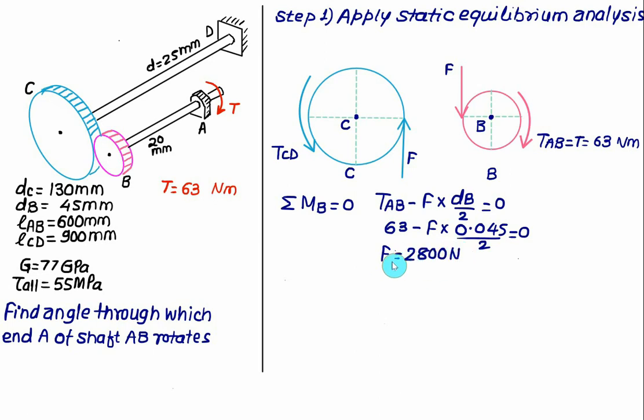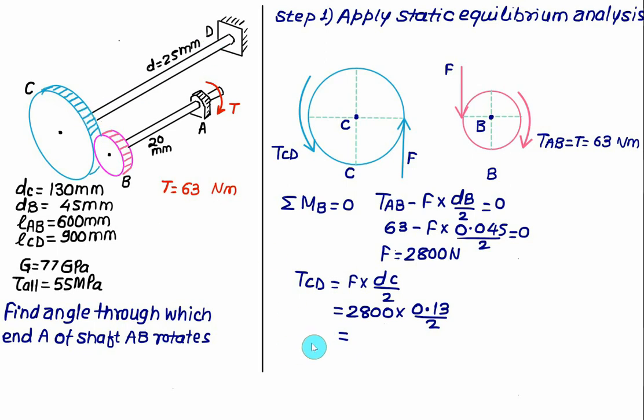Now we can use this value to find out the torque at CD. So the torque CD will be equal to F multiplied by the diameter of gear C, that is DC divided by 2. We have F equal to 2800 and the diameter DC equal to 130 mm, which is 0.13, divided by 2. So we can very well calculate what is the torque on the shaft CD.